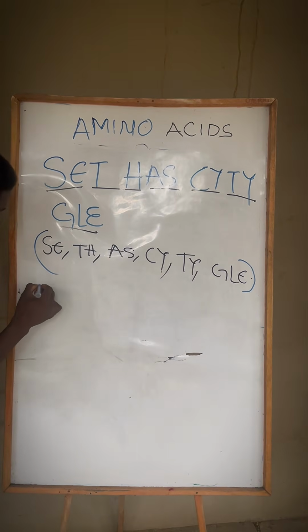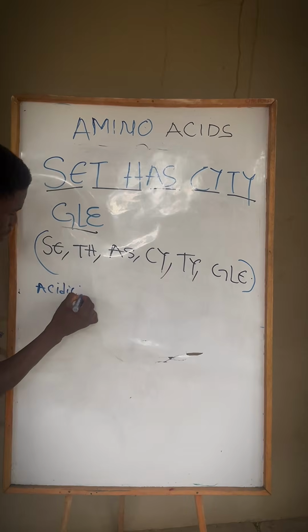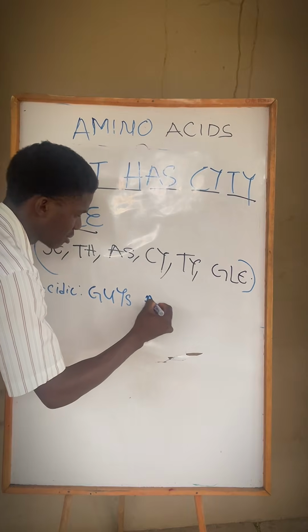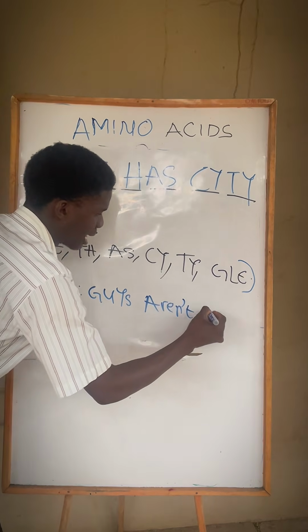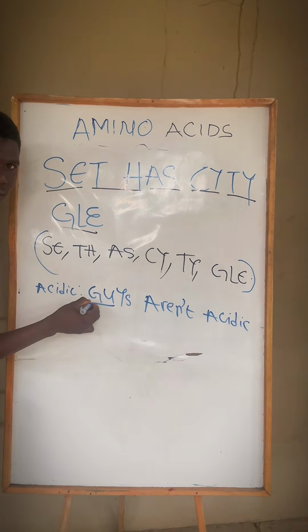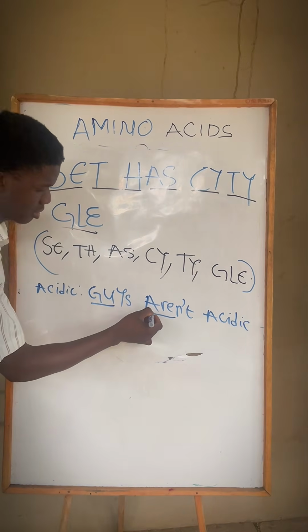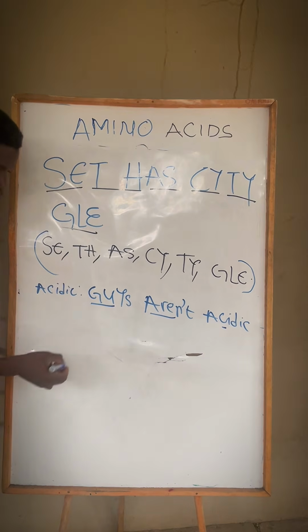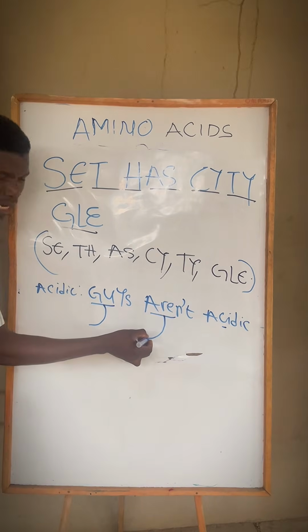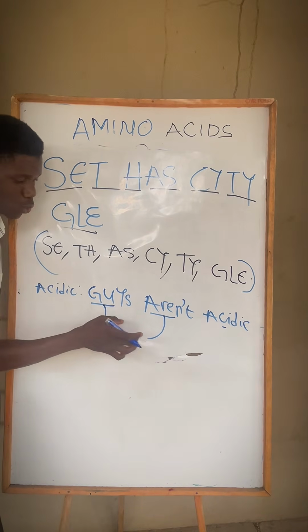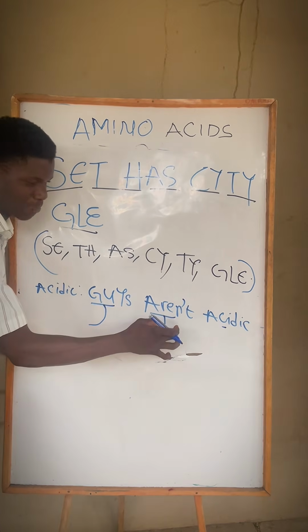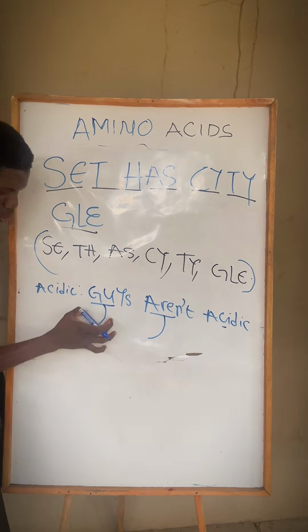So for the acidic ones, you say guys aren't acidic, which is glutamic acid. After glutamic, we also have aspartic acid. So glutamic and aspartic acid. Do you understand this?